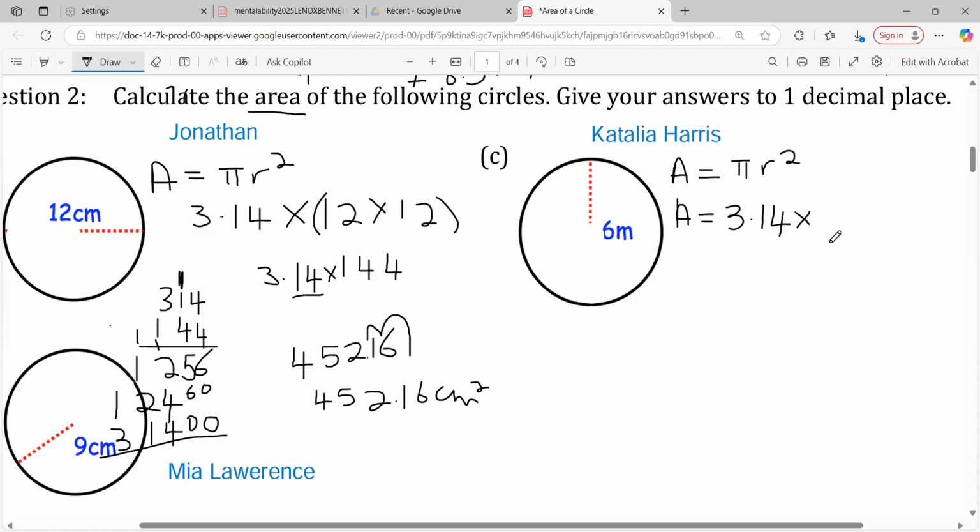You can go ahead. I can do the next one if you want to do that one. Okay, so you're going to say 9 times 9, which is 81. So 3.14 times 81.